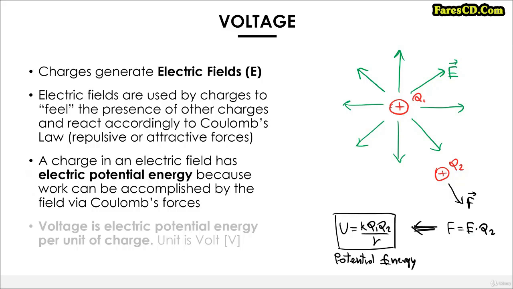It is possible to demonstrate that the potential energy of the charge Q2 can be written with this equation. So U is equal to K, which is a constant, multiplied by Q1, Q2. So it depends on the value of Q1, obviously, because the higher Q1 is, the bigger the electric field. It depends on Q2 because the bigger Q2 is, the bigger the force will be, so the bigger the work that will be done.